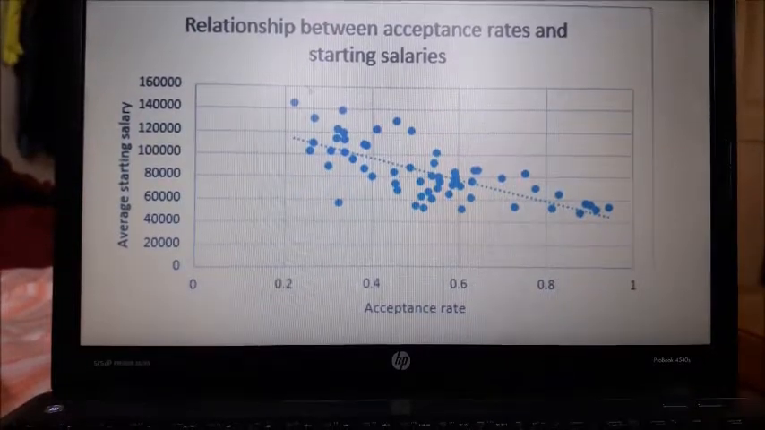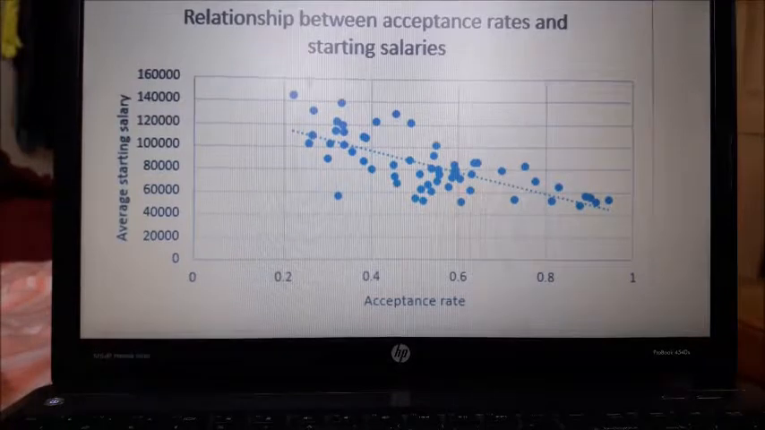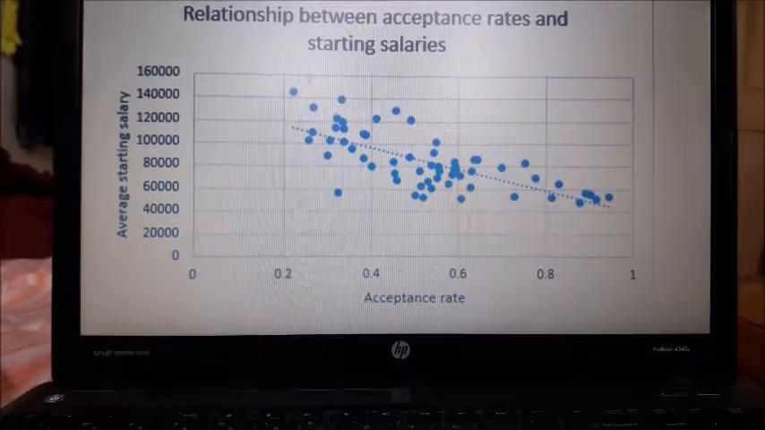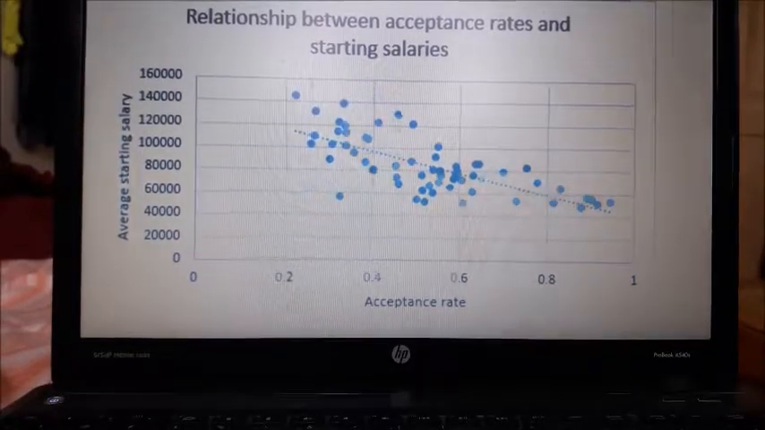Here you can see a negative relationship between acceptance rates and starting salaries. So a school that accepts more people will likely produce graduates that earn less. So when I'm selecting a school, I better choose one that has a low acceptance rate.